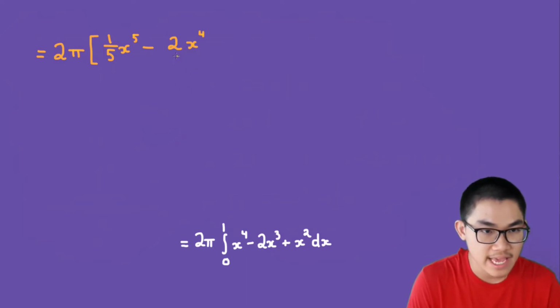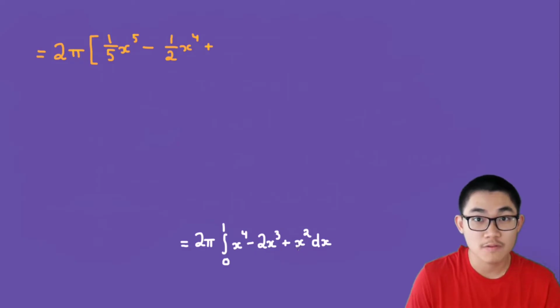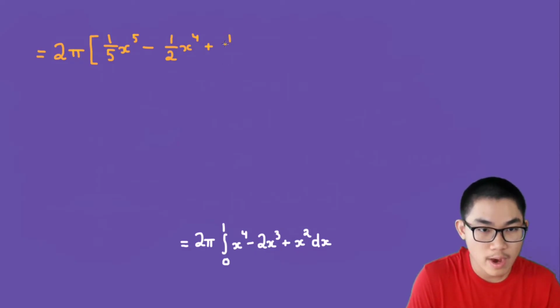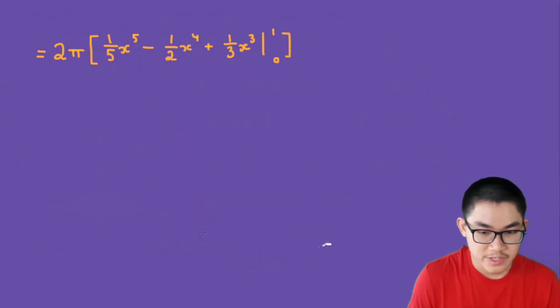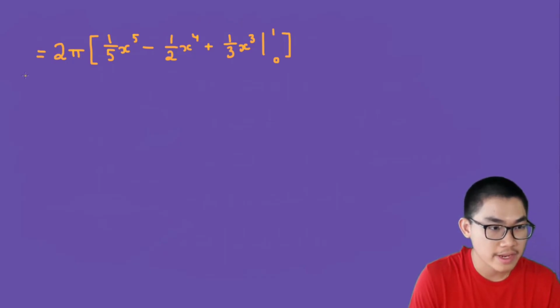And at the end of the day, we're just going to have 1 over 2 times x to the power of 4. And the antiderivative of x to the power of 2 is simply 1 over 3 times x to the power of 3. And the limit goes from 0 to 1. So the top is 1, the bottom is 0. And the thing that we need to do is we need to substitute these numbers into our formula right here.